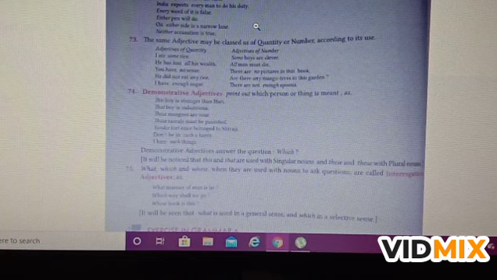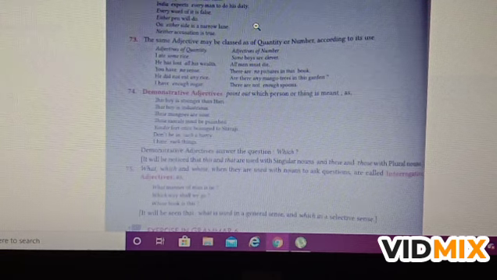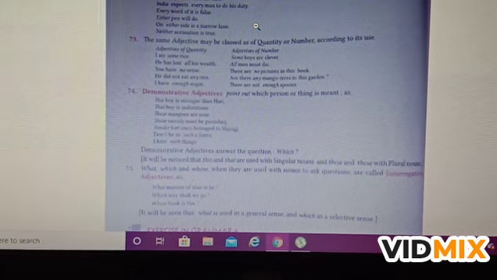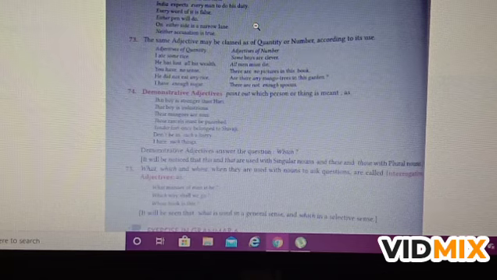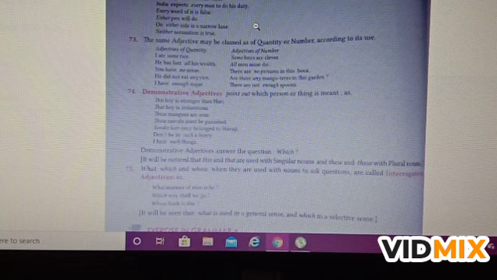That boy is industrious. These mangoes are sour. Those rascals must be punished. Yonder fort once belonged to Shivaji. So these words, this, that, these, those, yonder, such, these words are demonstrative adjectives. So go through the examples, it will be clear to you.